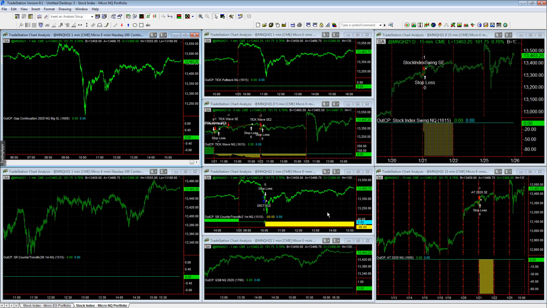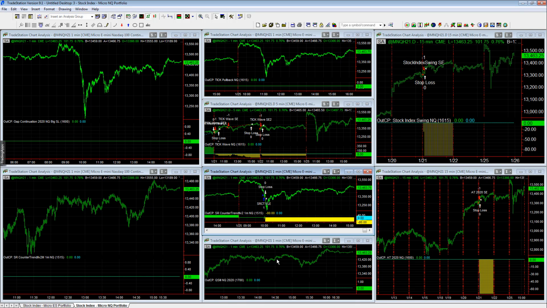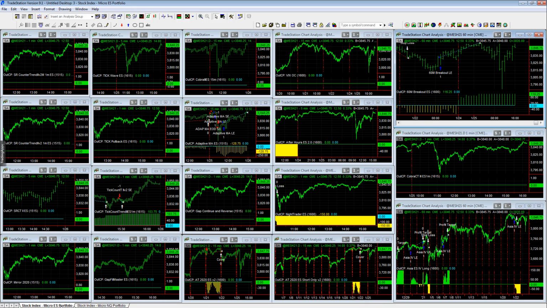And these are the trades, though, today on stock index portfolio highlighted in the micros.